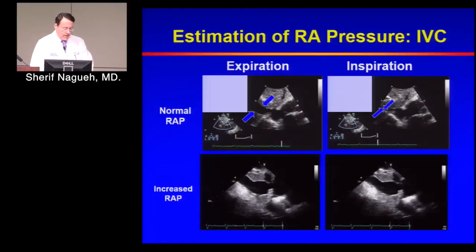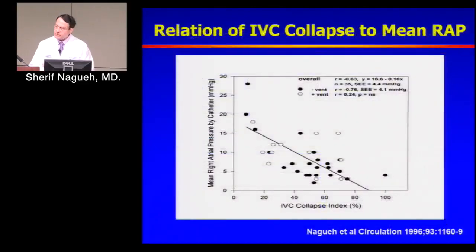Shifting gears to the RAP, so we all know the IVC, it's how wide it is and what happens to its diameter from expiration to inspiration. The top panel, an IVC that completely collapses. The bottom panel, an IVC that is dilated and does not collapse. Easy so far. Yes? Can I ask you one thing that I often see?